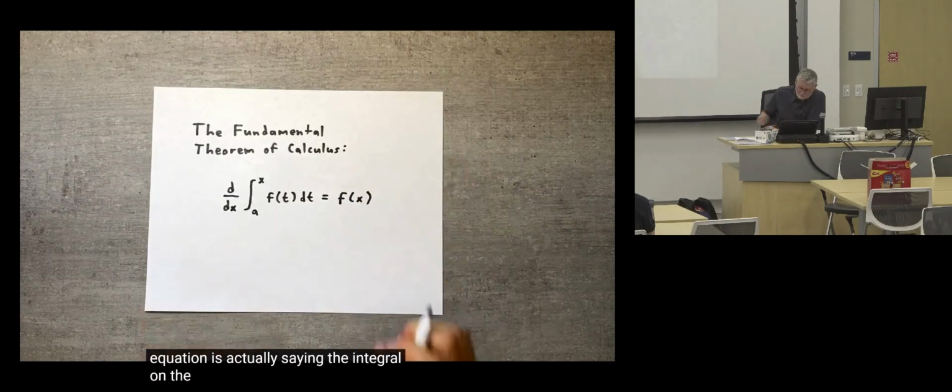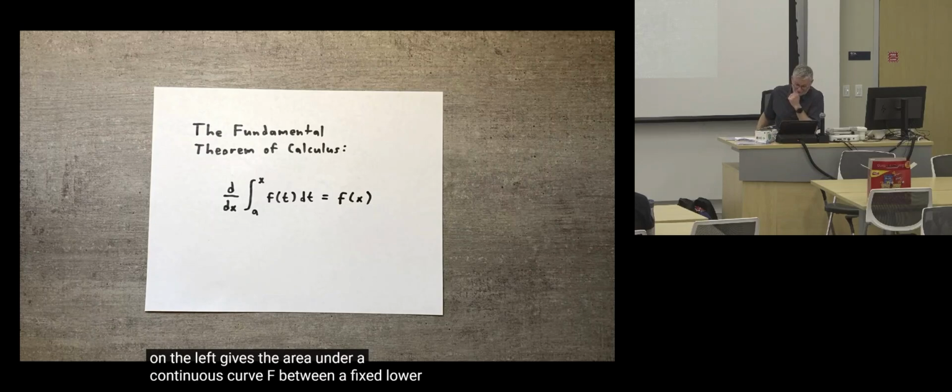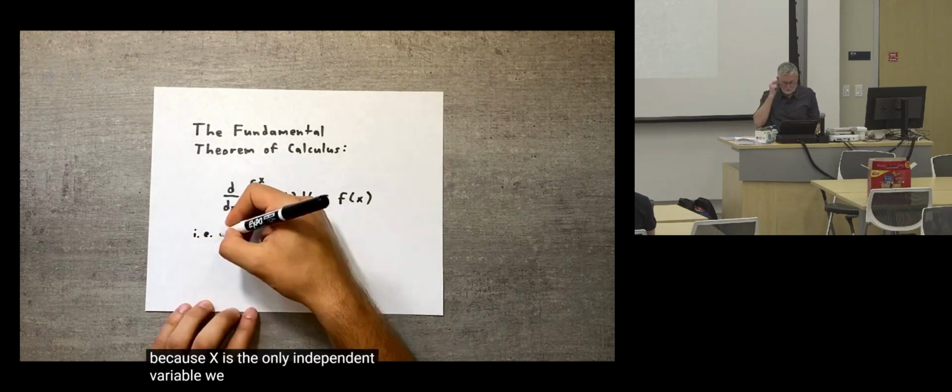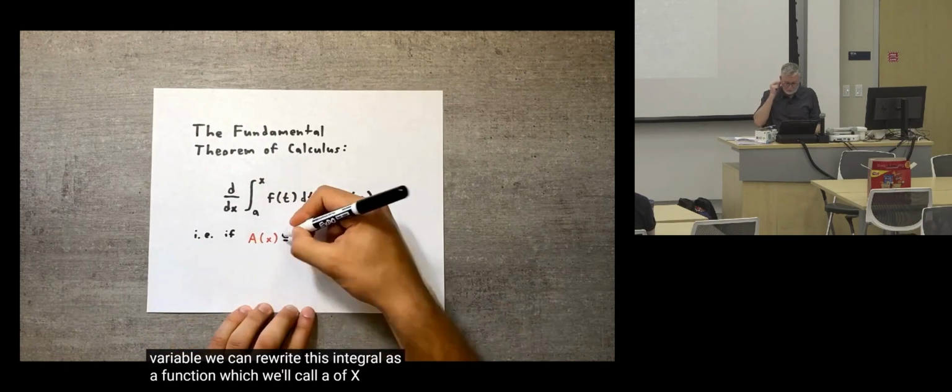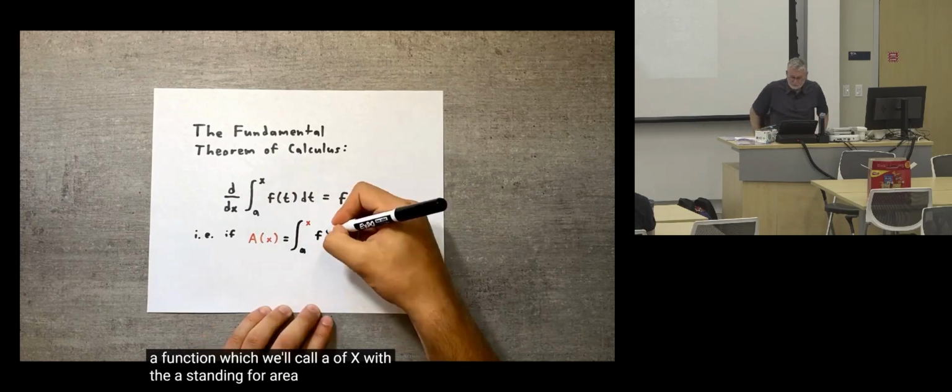The integral on the left gives the area under a continuous curve f between a fixed lower bound and a variable upper bound. Because x is the only independent variable, we can rewrite this integral as a function, which we'll call A of x, with the A standing for area.